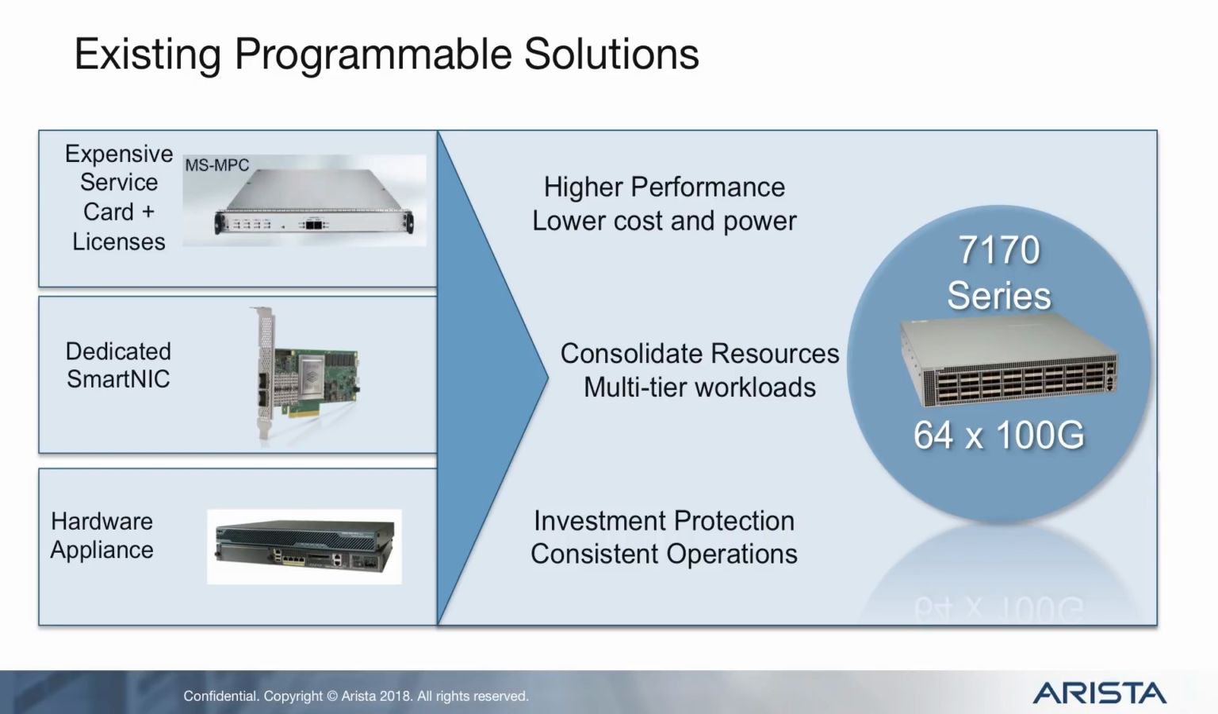With a throughput of 12.8 terabit per second and a programmable pipeline, the 7170 series provides a high performance, lower cost, and lower power alternative to the single function solutions provided by the expensive router platforms, with the services modules and complex licensing models. In addition, the 7170 series allows for a whole new set of capabilities in the switch that previously took place in a host, a VM, or in a SmartNIC.